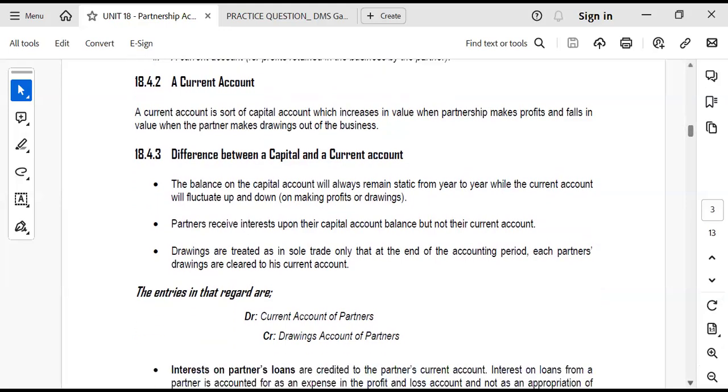Drawings are treated as in sole trade, only that at the end of the accounting period, each partner's drawings are cleared to his current account. So here, unlike a sole trader where it was just one person, here it's more than one person. There are two or more. So we have to have an individual account for each of those partners to show.